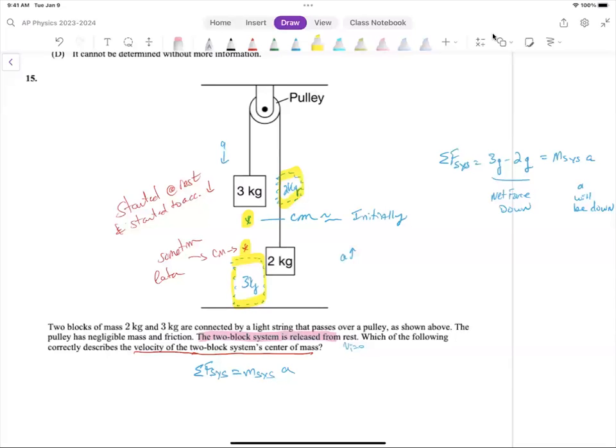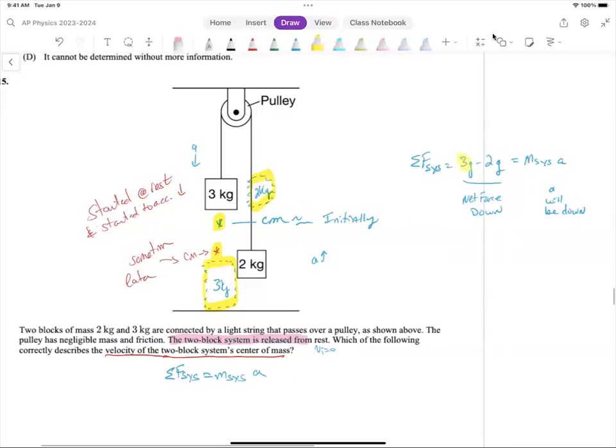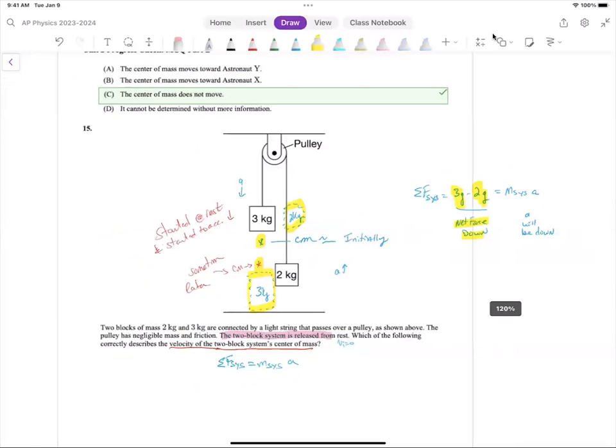What's the net force on the system? Well, I got 3 times 3 kilograms times little g, and then minus 2 kilograms times little g. That is the net force. I've added up the forces that are in the direction of acceleration. And I said that was downward. And so the net force is going to be downward. All right, so let's go see what's going on.